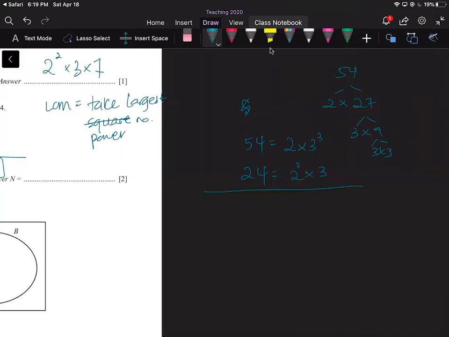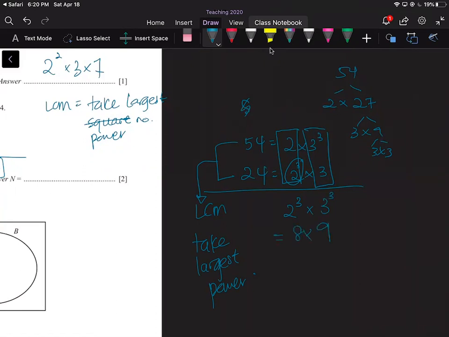So I'm going to show you the LCM of these two numbers. How do I do that? Basically, I take the number with the larger power, the same base but the larger power. So here the larger is 2 cubed. For 3 cubed and 3, the larger is 3 cubed. Then I get 8 times 27, and whatever I get would be my answer for the LCM.